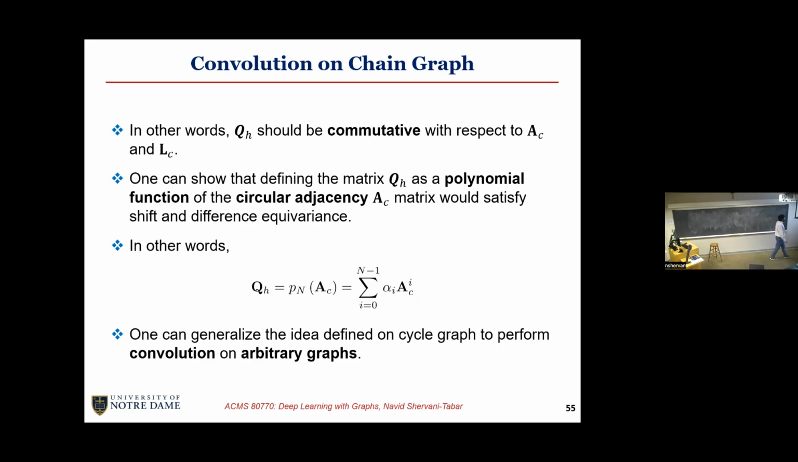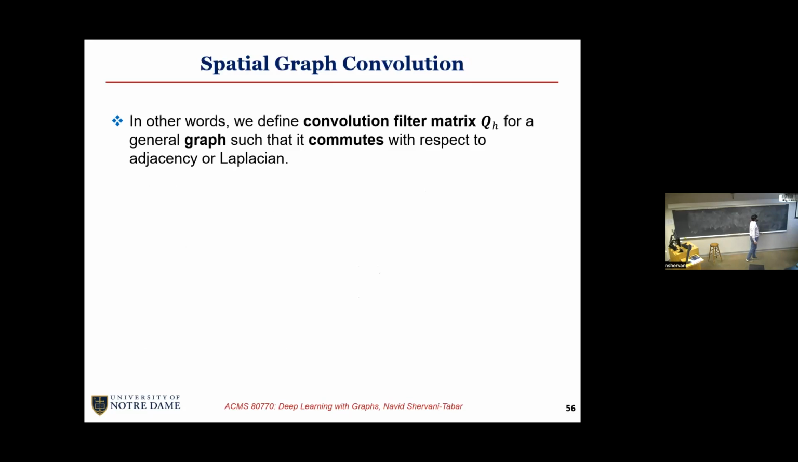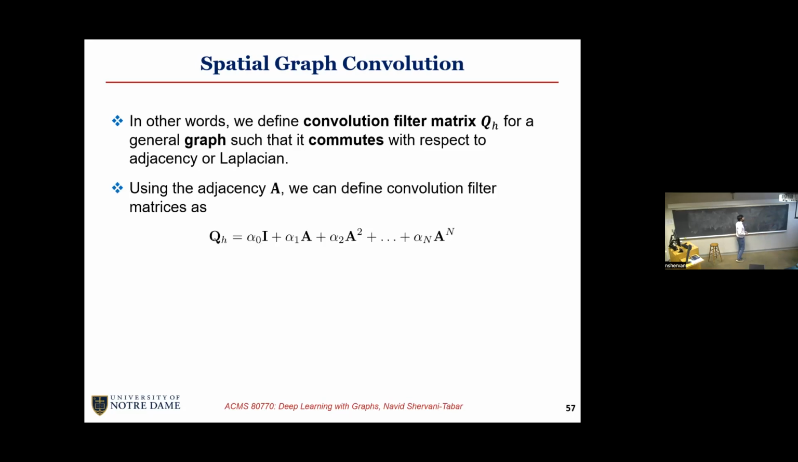Now, this is defined on the circulant graphs, and that's the idea that we're going to take, and we're going to use it to redefine convolution matrices on arbitrary graphs. So we're going to say that if I want to define a convolution matrix on some arbitrary graph, the way to do that is by defining my function as a polynomial of the adjacency matrix of that graph, or essentially a polynomial with respect to the Laplacian matrix. For now, let's stick to the adjacency.